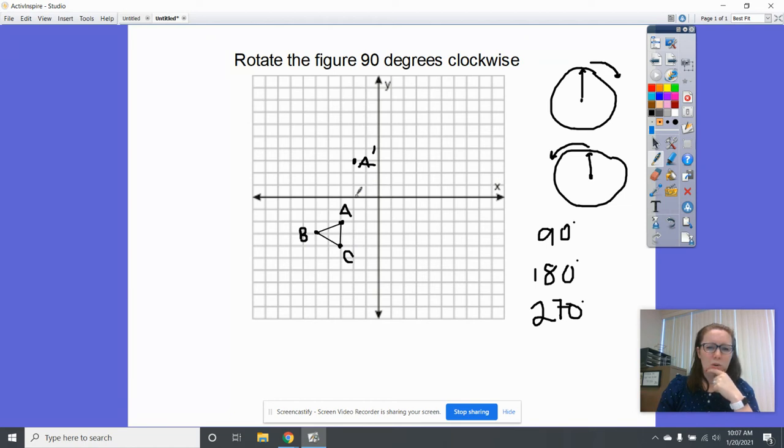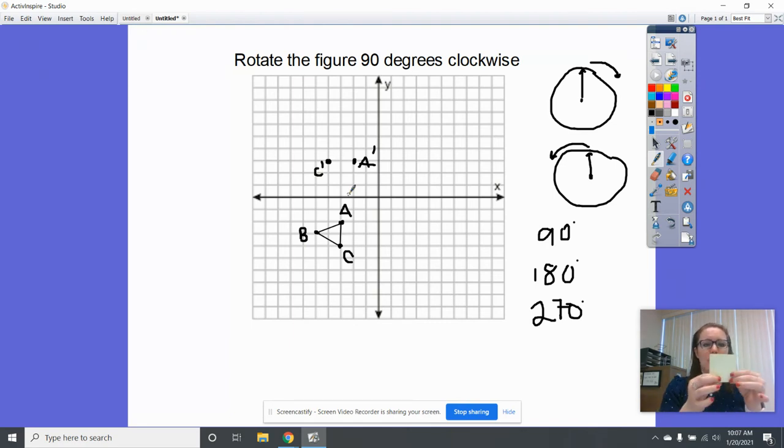So now this one is horizontal 3, vertical 4. So we're going to switch it. We're going to go vertical 4, horizontal 3. Oh, I miscounted something. Let's see. It's vertical 3, horizontal 4. There we go. C prime.